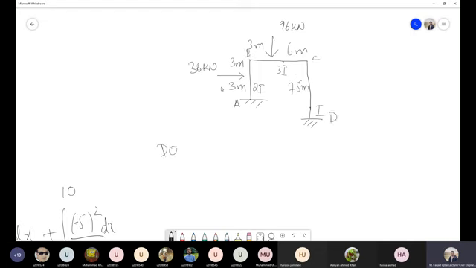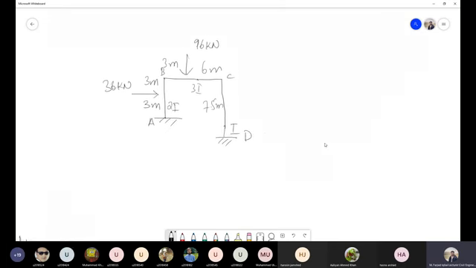So what is the degree of indeterminacy of this frame? Three. So we have 6 unknowns, 3 equations. So the degree of indeterminacy is 3. So we need to take 3 reactions as redundant and write the compatibility equation accordingly and solve this. So let's start this one.